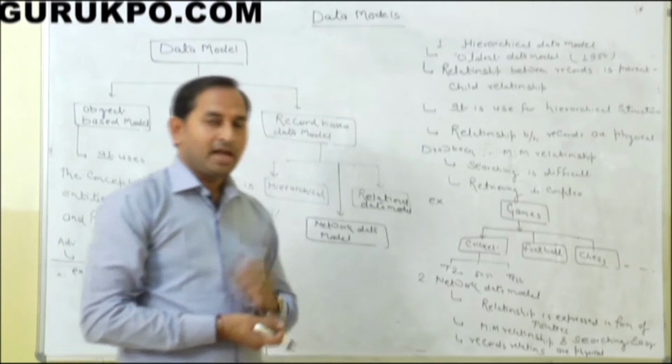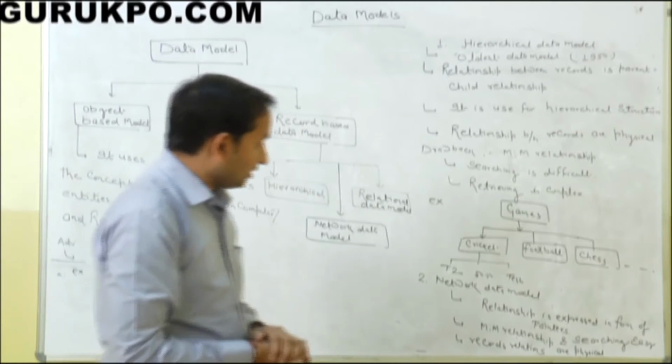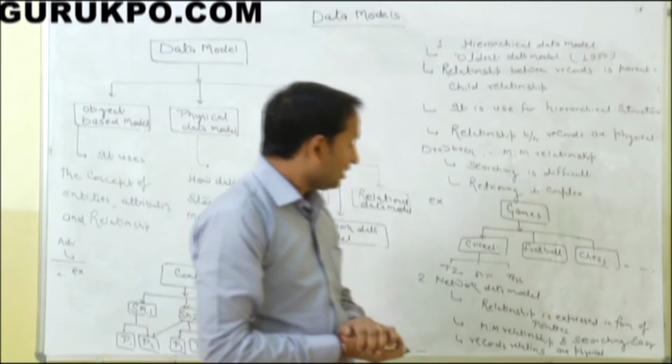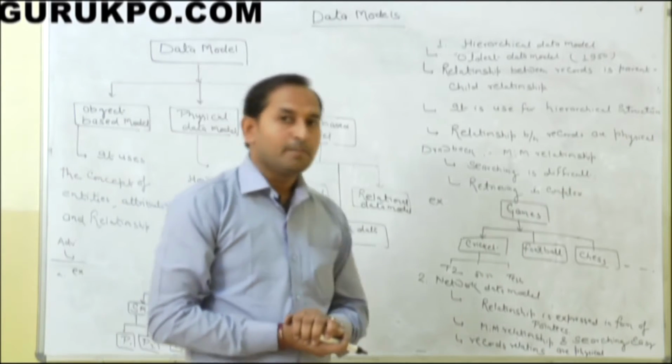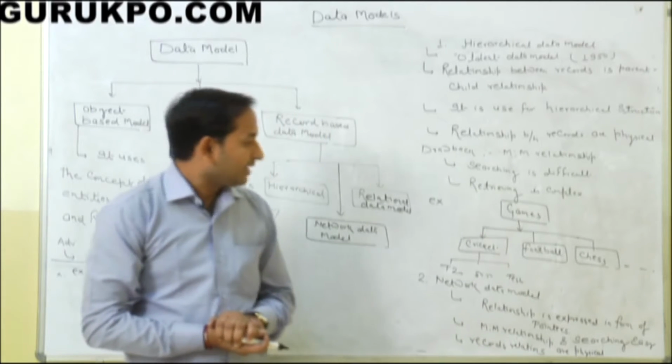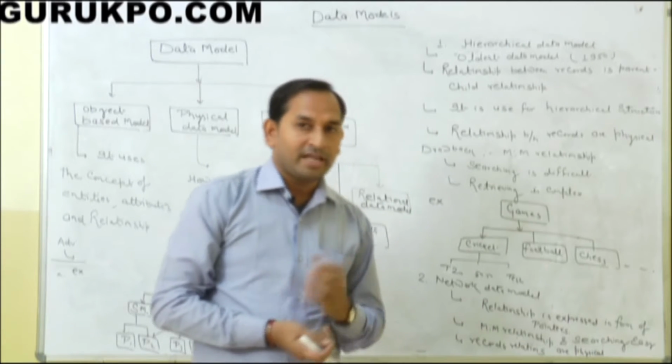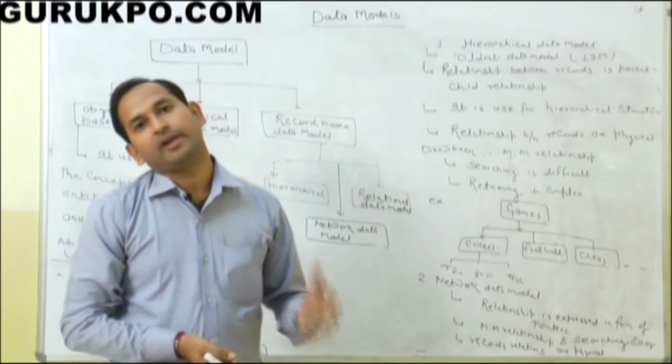Second data model is network data model. It was implemented approximately in the 1960s. The definition of network data model: relationship is expressed in form of pointers. So generally pointers are used in network data model. Pointer is a variable which holds address of another variable.